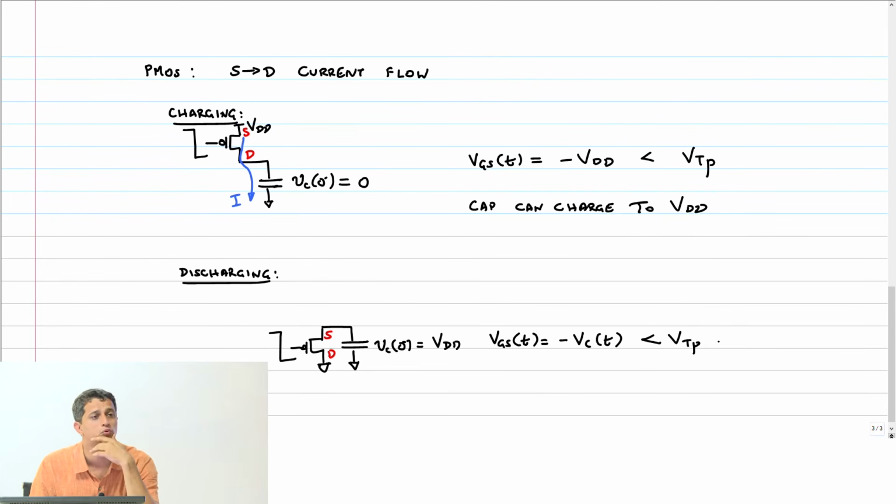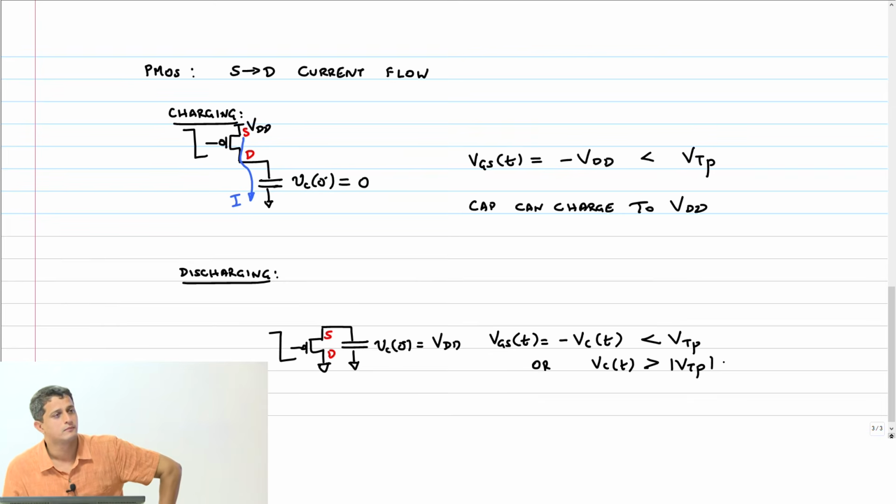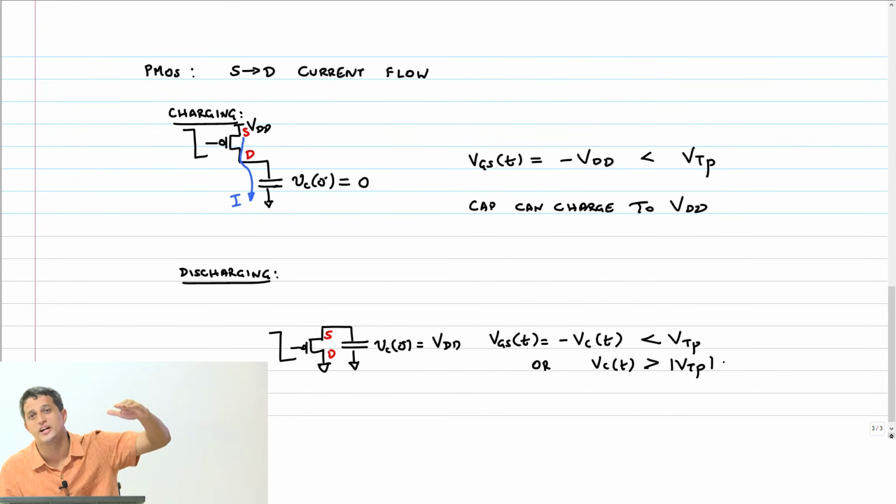So minus Vc of t should be less than VTP, or if I remove the minus sign from both sides, what should happen to the inequality? It will flip. So Vc of t should be greater than mod VTP, because VTP is a negative number, which means that a PMOS can discharge a capacitor only up to mod VTP. So the NMOS cannot charge a capacitor to VDD, it stops at VDD minus VTN. A PMOS cannot discharge a capacitor fully, it will stop at mod VTP, right?